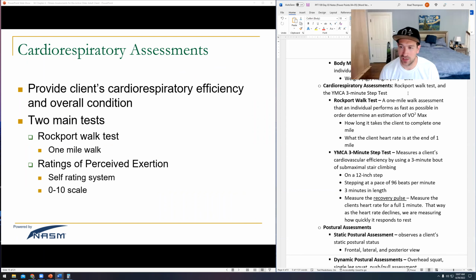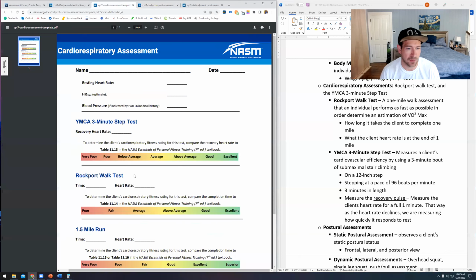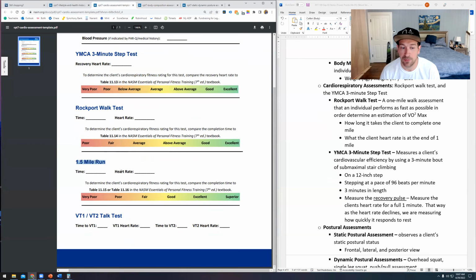So cardiorespiratory assessments, there's going to be two main ones, but there's other ones out there as well. In fact, NASM's been adding some new ones up here. The 1.5 mile run, that one's really simple. Run 1.5 miles. How fast did you run it? What was your heart rate at the end? We're just going to track it and see if it gets better. We're not really comparing that too much to anybody else. But I love that one. It's literally just a good way to see if you're faster.